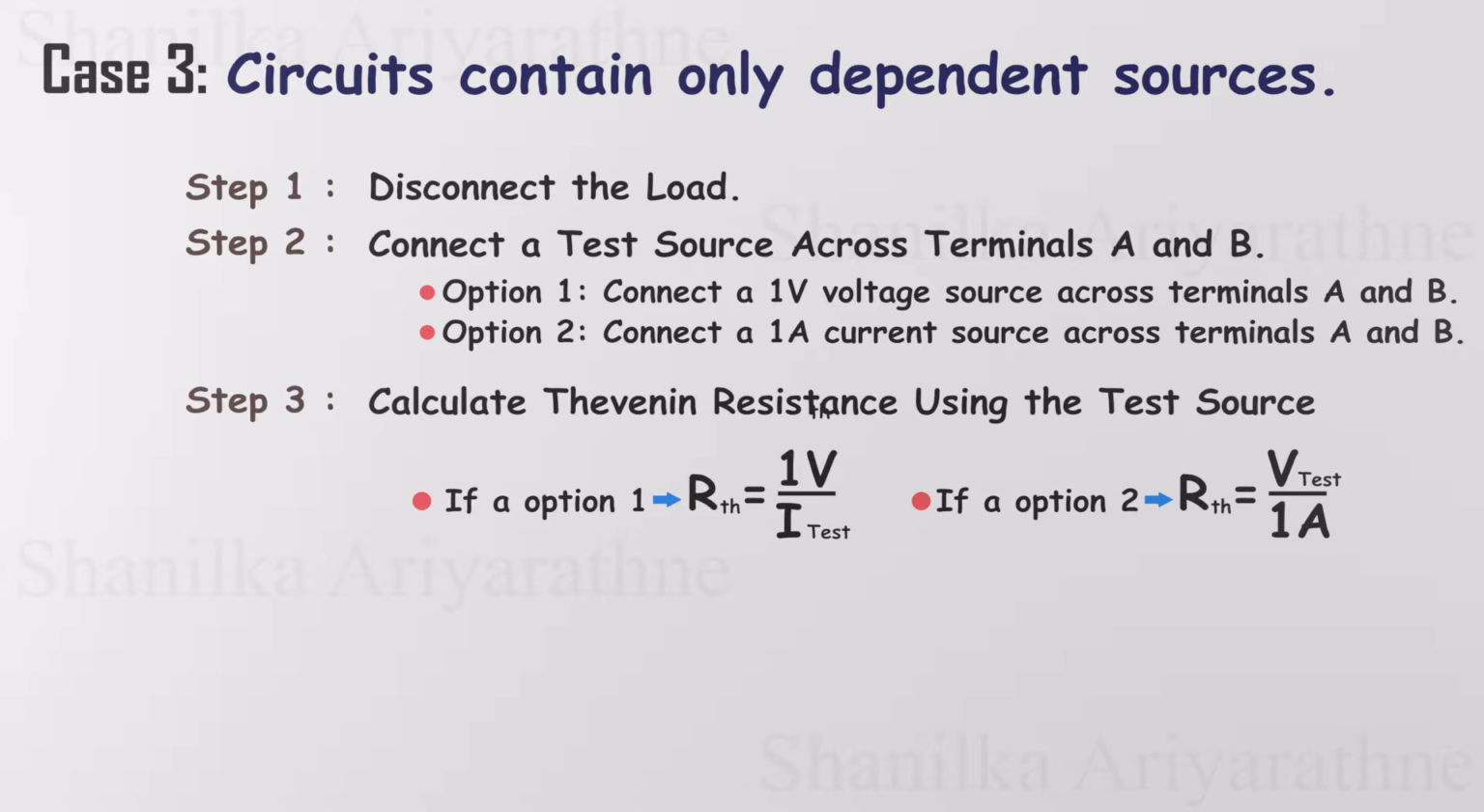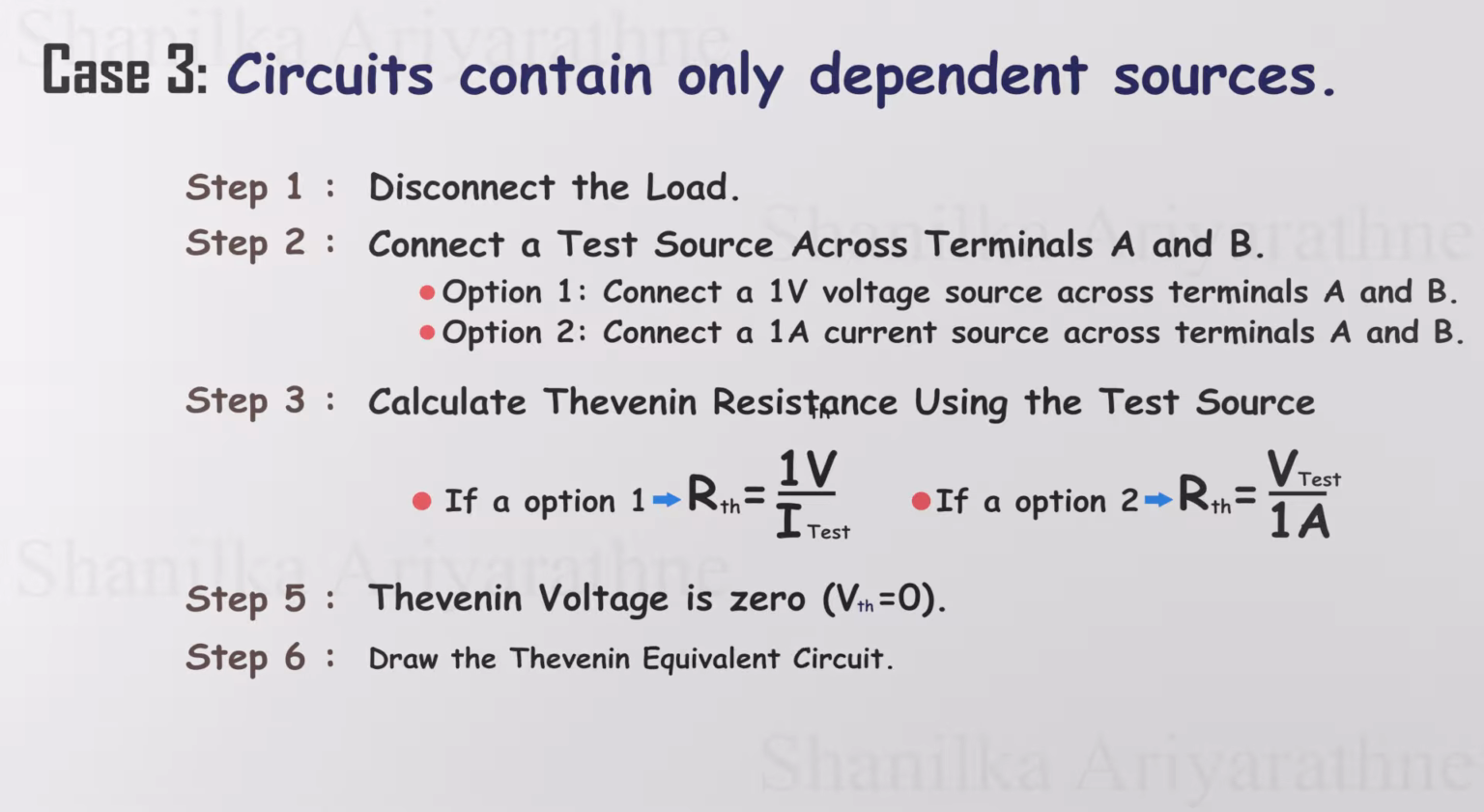Since there are no independent sources in the circuit, the Thevenin voltage is always 0 volts. The final Thevenin equivalent circuit will contain only the Thevenin resistance. Solving circuits with only dependent sources is relatively straightforward. With no independent sources present, Thevenin voltage is always 0 volts, and the task is simply to use a test source to calculate the Thevenin resistance.